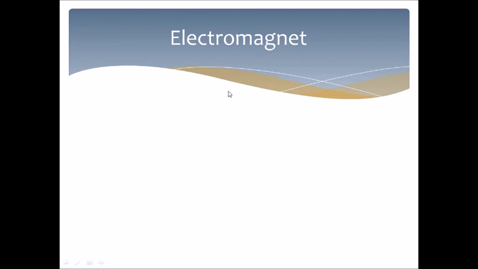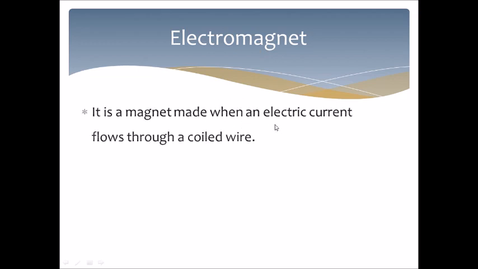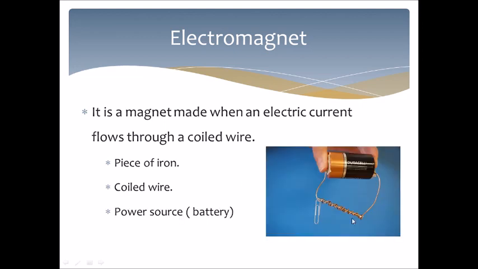Electromagnet. What is an electromagnet? It is a magnet made when an electric current flows through a coiled wire. This magnet is made when an electric current, which is the electricity, flows through a coiled wire. An electromagnet is made up of a piece of iron, coiled wire, and a power source like a battery. As in this picture, you can see the power source here, and this is the coiled wire and a piece of iron. When the electric current flows through the coiled wire, it becomes a magnet.